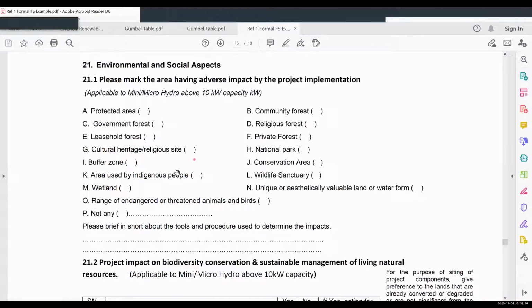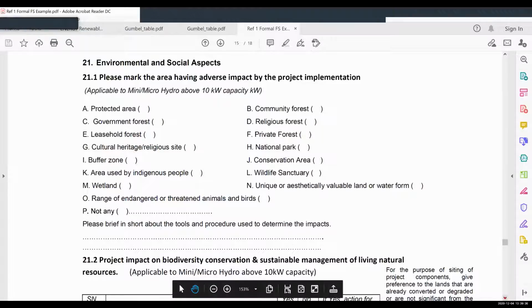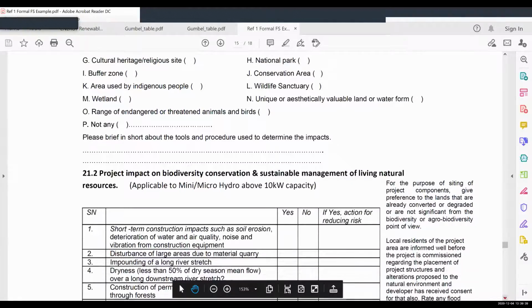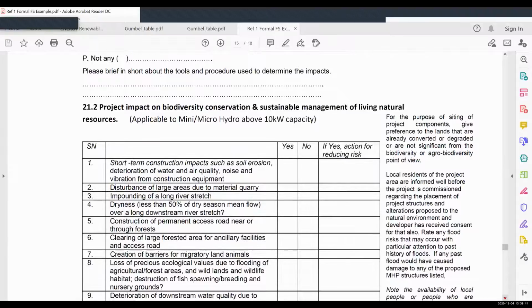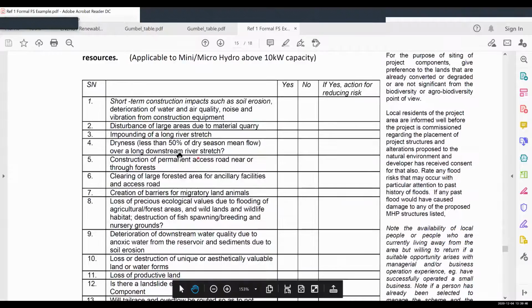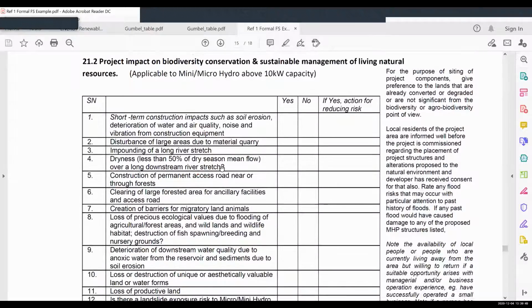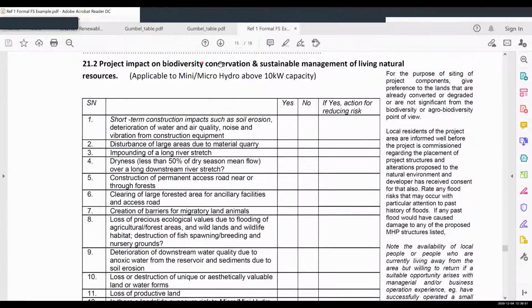Is there any protected area, government forest, or lease land? Will the project affect any of these, or biodiversity? Will it pass through a national park? Is it in a wetland? Does it pass through a range with endangered species? These are very important ideas you should get. Similarly, what are the impacts on soil erosion? What are the impacts on biodiversity, conservation, and the natural environment?